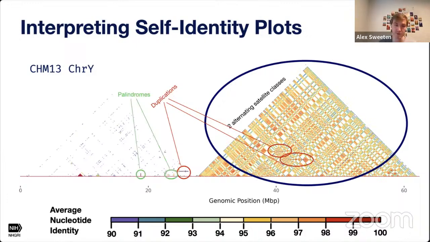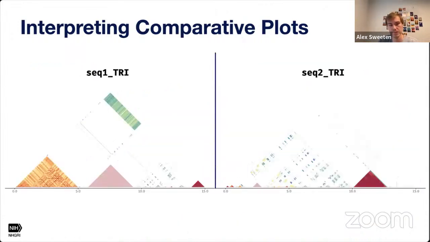We also see some palindromes here, which is pretty cool. So palindromes are going to show up as perpendicular to the diagonal of your dot plot. This is just because they are inverted, and so anything inverted is going to show up as perpendicular. Okay, so that was self-identity plots.